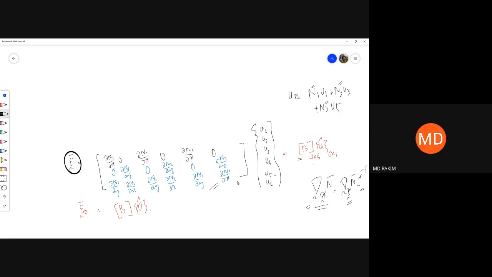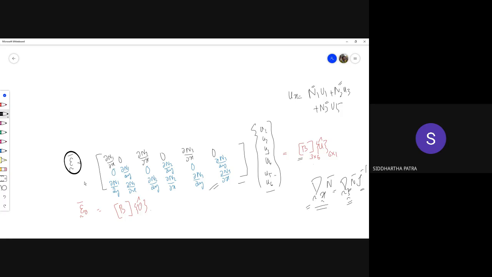Yes, sir. B matrix is a constant, U hat vector is a constant. So the strain vector is going to be a constant within a given element. Do you see the problem there? Do you see any problem with strain being a constant? Okay, I'll explain that in a minute.